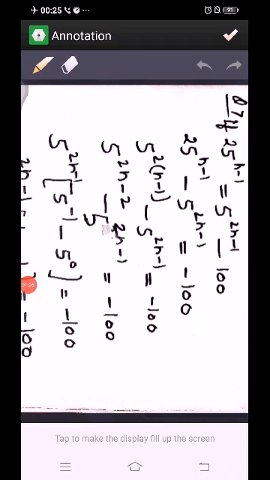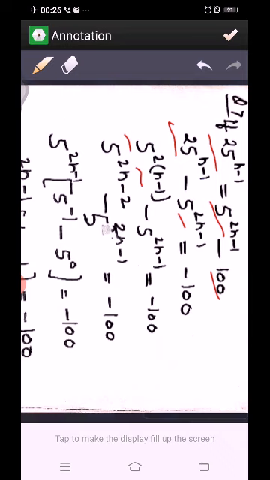If 25 power n minus 1 equal to 5 power 2n minus 1 minus 100. So you see, first this power n portion, 25 power n minus 1 and 5 power 2n minus 1, we bring this together, transposing to the left hand side. Here we can see this 25 power n minus 1. 25 can be written 5 power 2 and then power multiplied n minus 1.